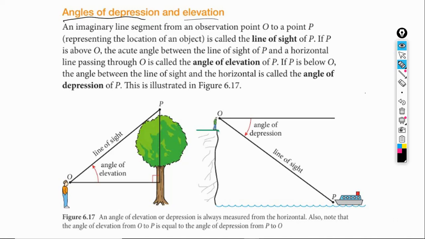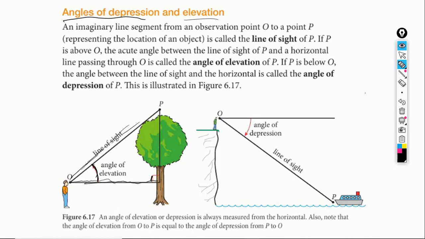So in this first picture here to the left, we see a man standing, and this is his line of sight. He's looking at the top of the tree. Now this here would be a horizontal, and this is the angle of elevation.